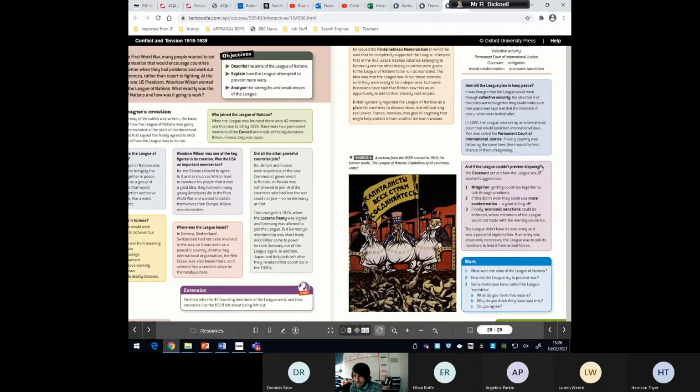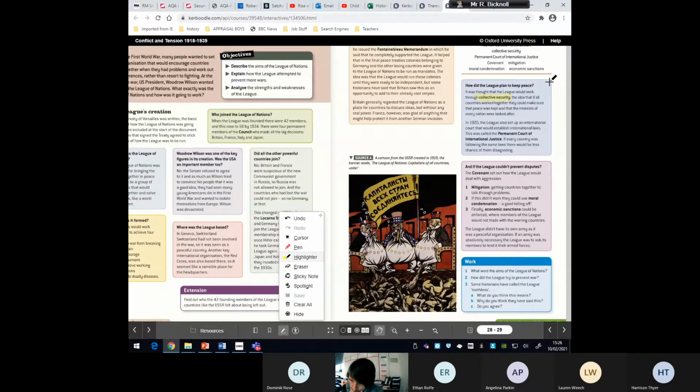Now, this was only effective if the League all worked together. And just above it, just here, have I got a highlighter? Let's try to highlight a bit. There it is, highlighter. Collective security. Key word. Okay, collective security. That's the only way moral condemnation or economic sanctions could work.